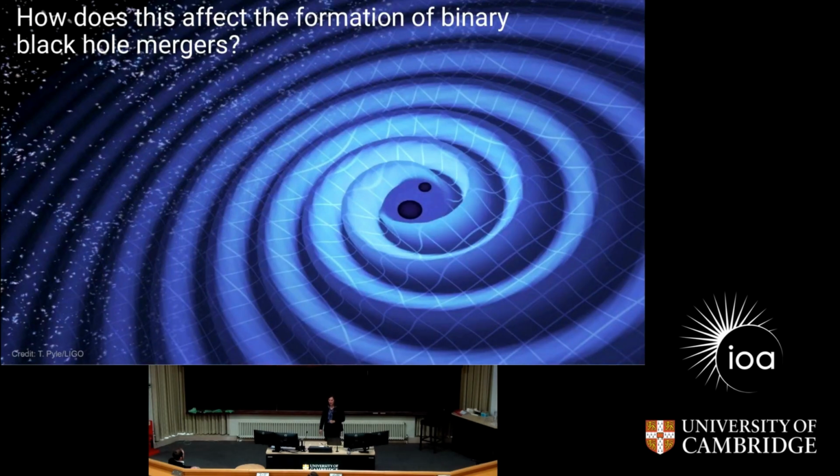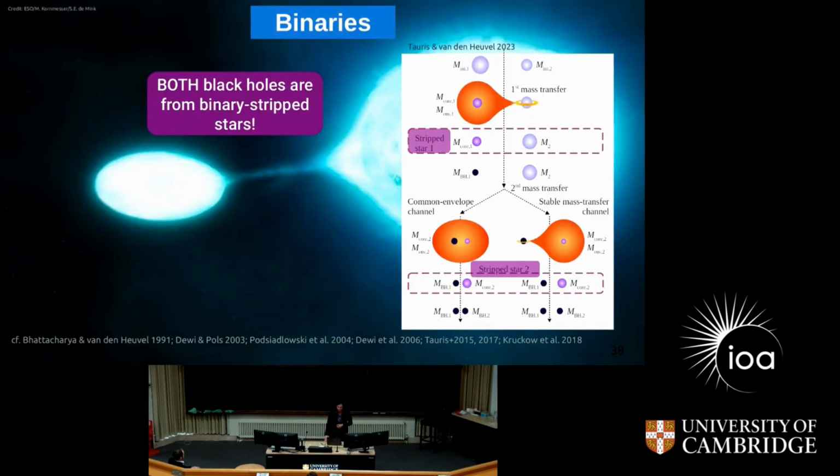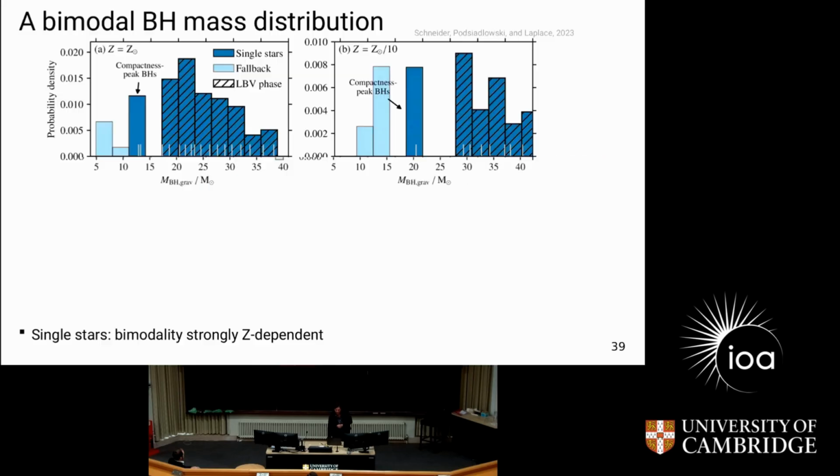And now we come back to the black hole mergers. As I told you before, if you look at isolated binary stars, the stars that form black holes are these stripped stars, right? And now we have seen that these stripped stars will form different types of black holes. So if we look at the distribution of black hole masses that come from single stars, we can see a whole range of black hole masses. Here on the left at solar metallicity, and on the right at a much lower metallicity, which is 10 times less. And we can see that the whole range of black holes that we expect is completely shifted.